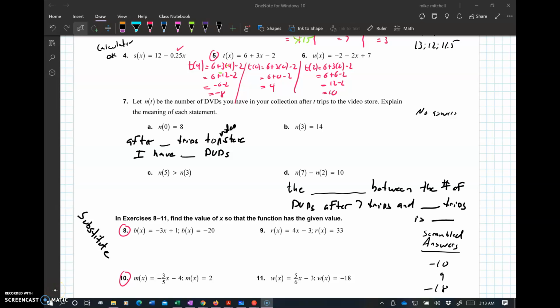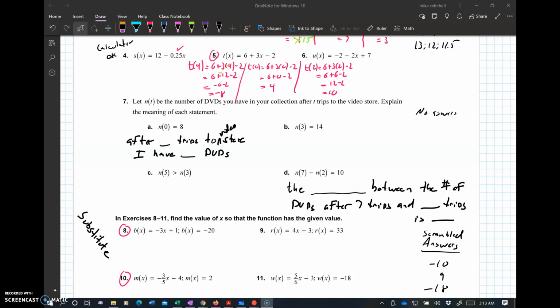Okay, number 7 is a little different. It's taking something and putting it into words. And this is important for understanding what the formulas represent. You always want to be able to know what they represent. So here, N of T, the number of DVDs you have in your collection after T trips to the video store. Obviously an old problem since video stores really don't exist anymore.